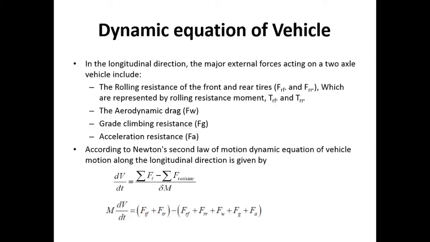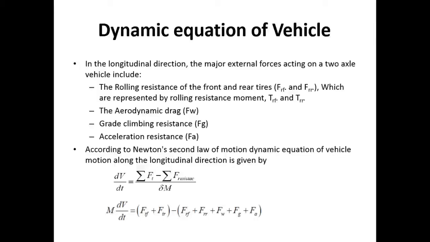According to Newton's second law of motion, the dynamic equation of vehicle motion along the longitudinal direction is given by dv by dt equal to sigma Ft minus sigma F resistances, divided by delta m, where delta is the mass factor for converting the rotational inertias of rotating components into translational mass. Here delta is taken as 1.